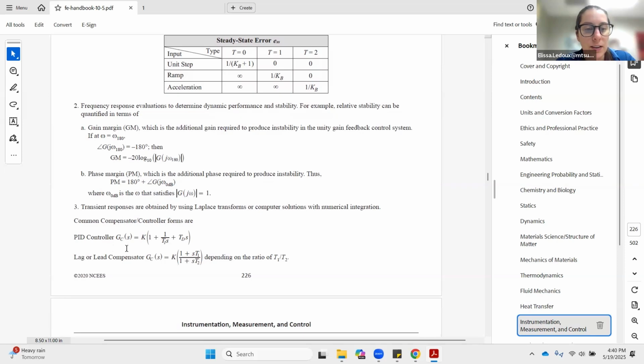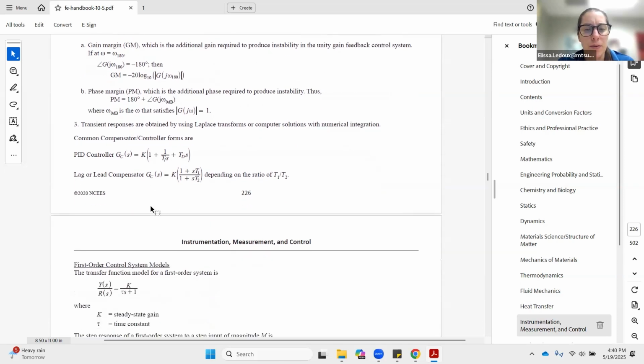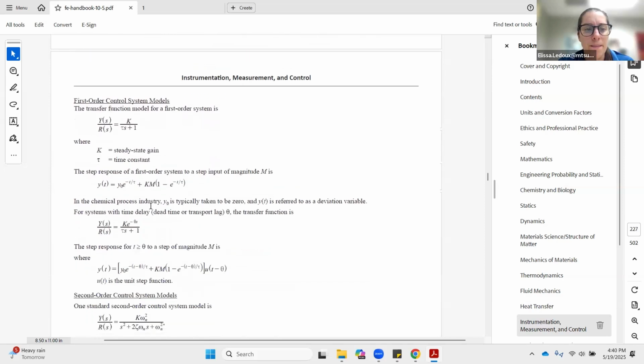And the PID controller would have the proportional, which is this K1. They would have the integral, which is this 1 over S, which having an integral is actually not very common because it makes the math way harder. And then you would have the derivative, which is TD times S times the K. Lag or lead compensator, they probably won't ask you about. That's a little bit more advanced, but it's just another type of compensator you can have.